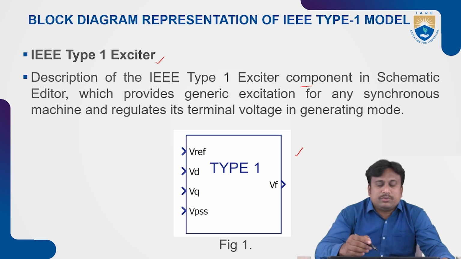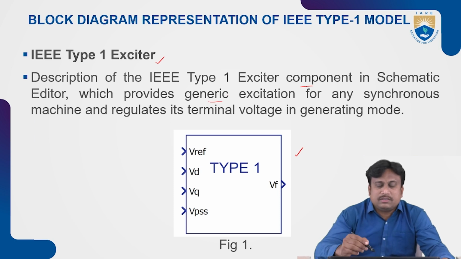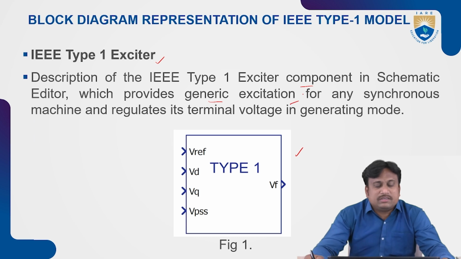What it does is provide the generic excitation for any synchronous machine, and it controls its terminal voltage in generating mode. Basically, we have different modes of operation, generating and controlling modes, and in this case it provides the generic excitation for a given synchronous machine and also controls the terminal voltage. The controlling of terminal voltage is also done by this Type 1 exciter in generating mode.